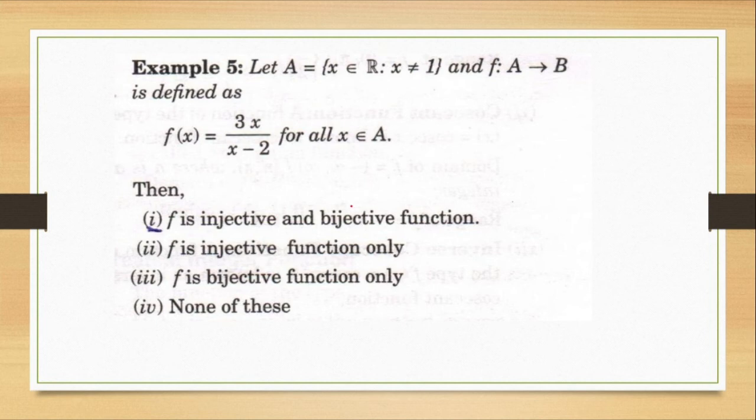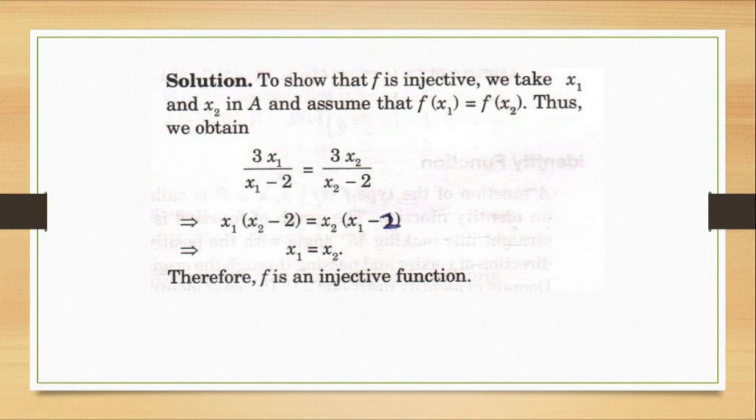Then f is an injective bijective function, or f is an injective function only, or f is a bijective function, or none of these. So, to show that f is injective, we take x1 and x2 in A and assume that f of x1 equal to f of x2. So 3x1 upon x1 minus 2 equal to 3x2 upon x2 minus 2. We cross multiply, then we obtain that x1 equal to x2. So f is an injective function.